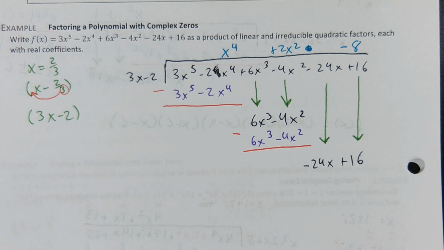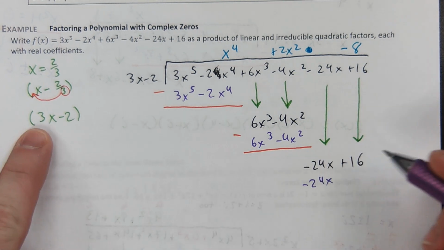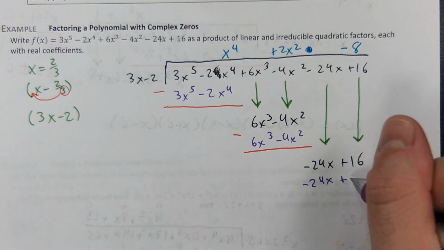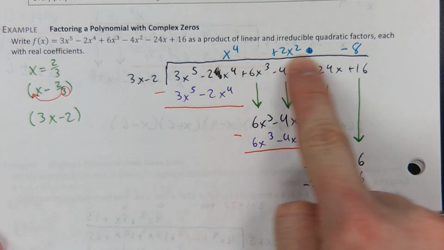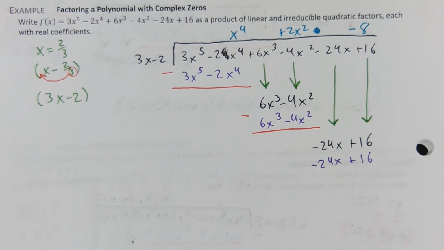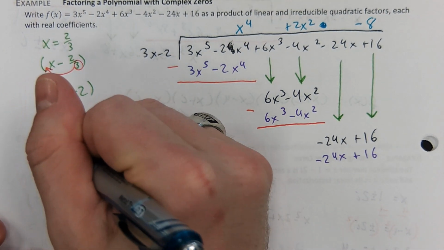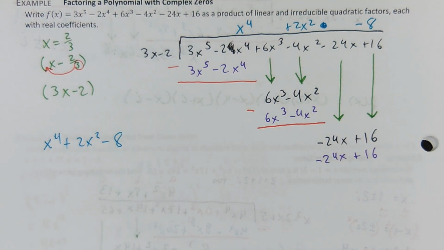And we shouldn't be surprised that there's not going to be a remainder, because we specifically said that 3x minus 2 was a factor. So we know that we didn't screw anything up. We're good here. But what did we get? We got this 4th degree polynomial: x to the 4th plus 2x squared minus 8.